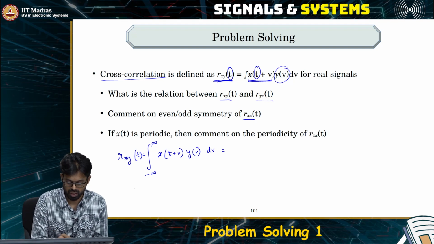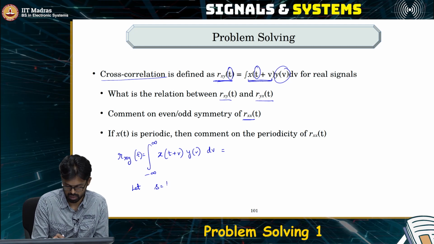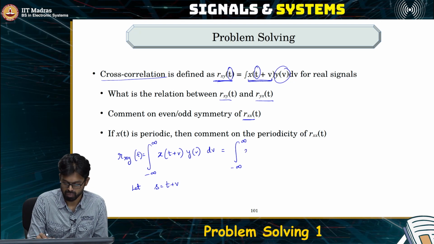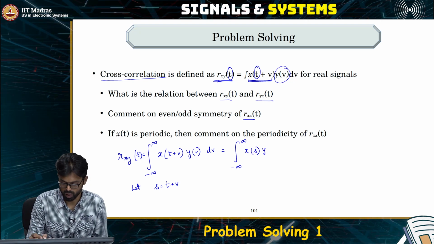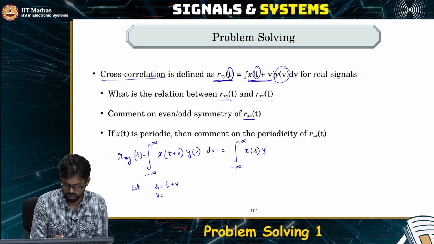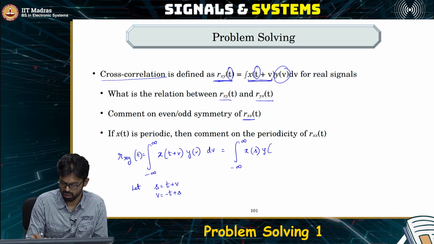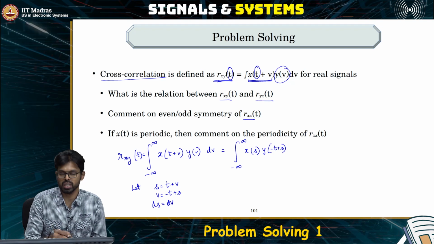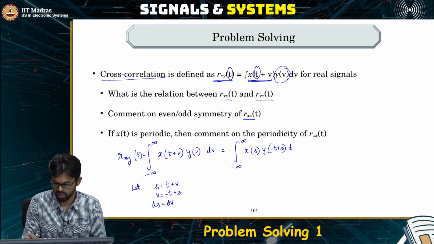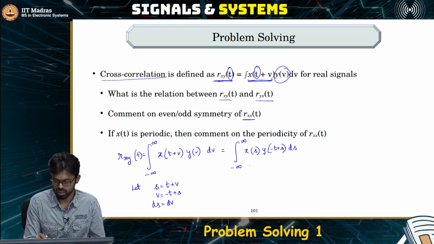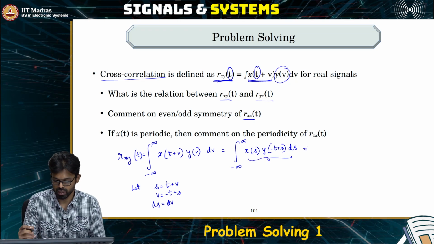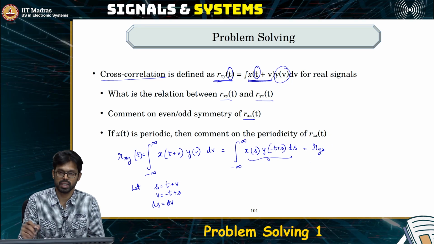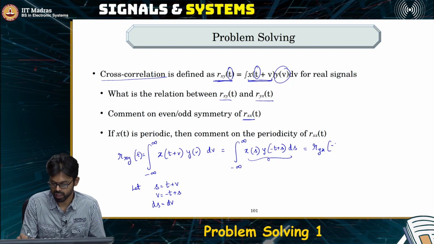Now, let us say that s is equal to t plus v, then we will have the integral from minus infinity to infinity of x of s times y of, what is v? v is now minus t plus s, and ds is just dv because t is just a constant. Now, if you look at this expression, this is exactly the expression for Ryx, this is exactly the expression of Ryx for minus t.